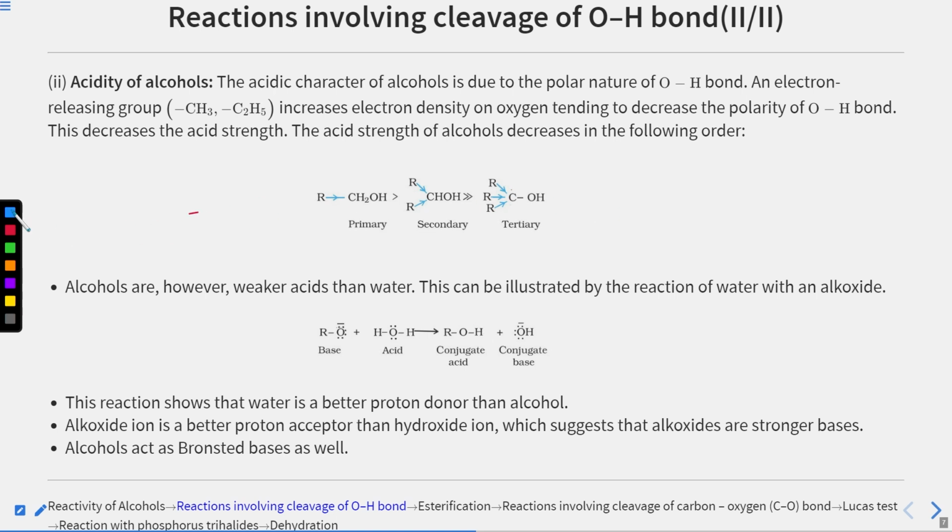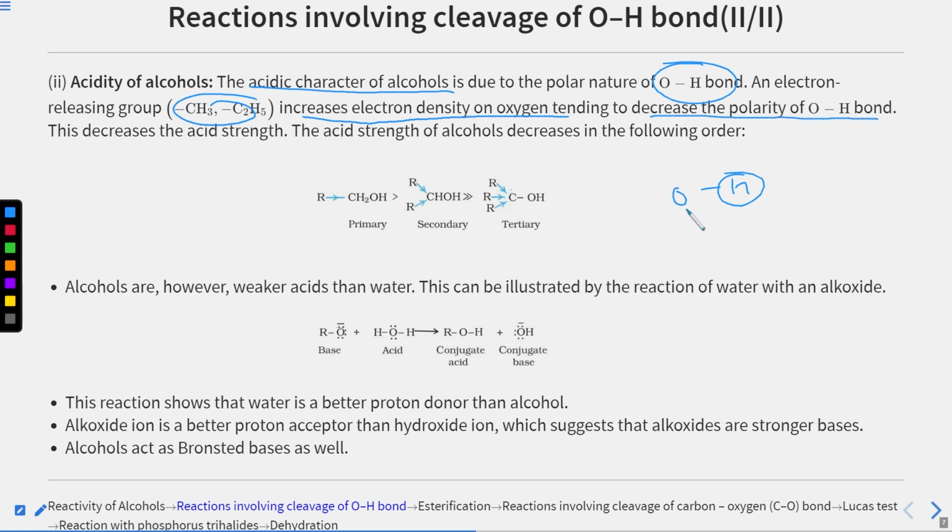Now let us compare the acidity of alcohols. The acidic character of alcohol is mainly due to the polar nature of the OH bond. Since this O and H bond is polar, it can dissolve in a polar solvent to release H plus. Plus we have an electron releasing group, so this increases the electron density on oxygen, tending to decrease the polarity of the OH bond.